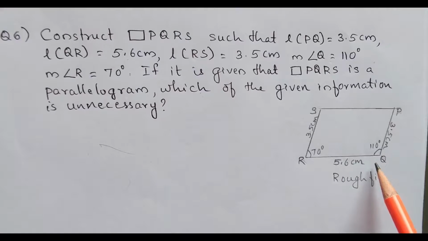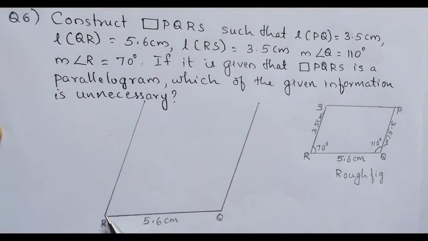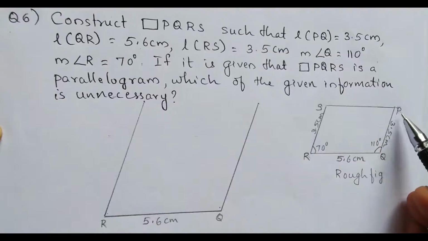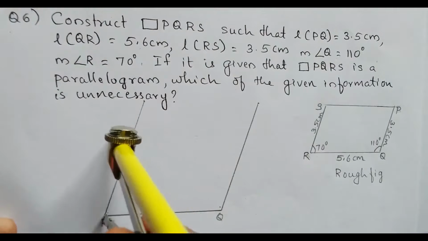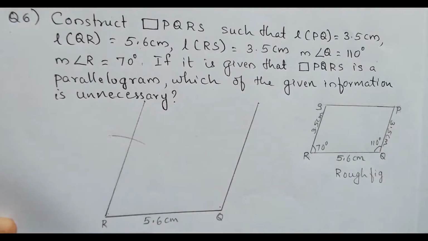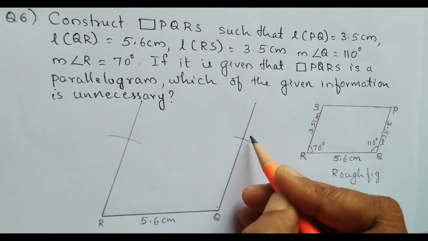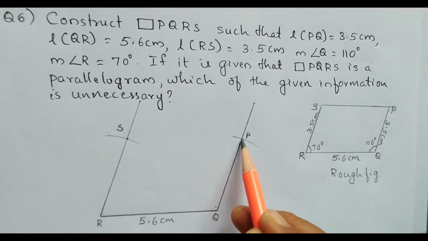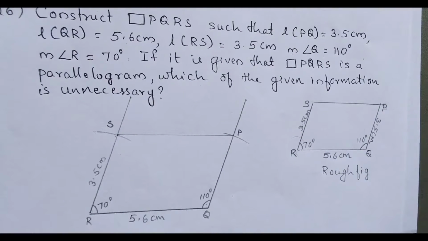Let's do that construction. So we have drawn segment QR and constructed angles 70 degrees and 110 degrees. Now let's draw segments RS and QP 3.5 centimeters using the compass. With R as center, draw an arc. With the same measure and Q as center, draw an arc. This is point P and this is S. Join the points S and P and your construction is complete. So this is your completed figure.